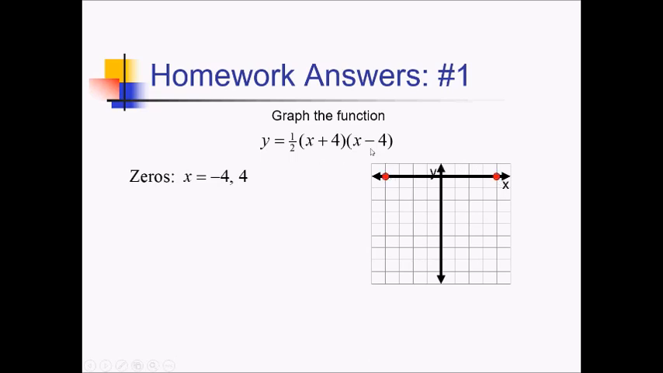And now let me average those together to get the axis of symmetry, also the x value of the vertex. -4 plus 4 over 2, well that's really 0 over 2, so that's just 0.